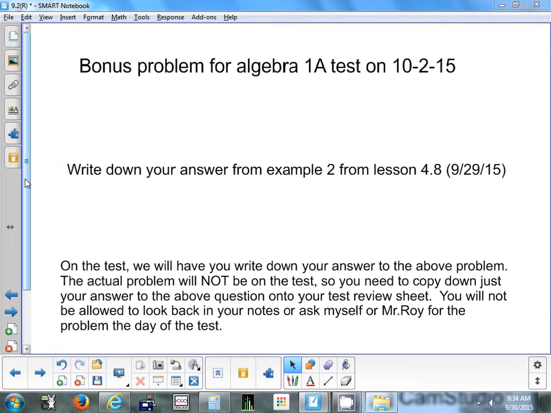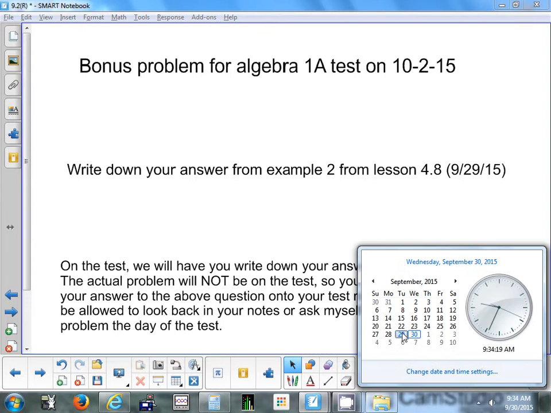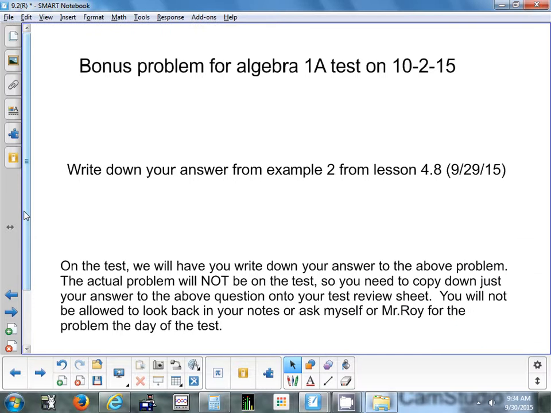So the bonus problem for the test on Friday this week, October 2nd, is to write down your answer from example 2 from lesson 4.8. That was on September 29th this week. September 29th was Tuesday. So make sure you write that down on the test. We will have you write down your answer to the above problem. The actual problem will not be on the test, so you need to copy down just your answer. That's the only thing you need to copy down from that example, just your answer to the above question onto your test review sheet. You will not be allowed to look back in your notes or ask myself or Mr. Roy for the actual problem the day of the test.